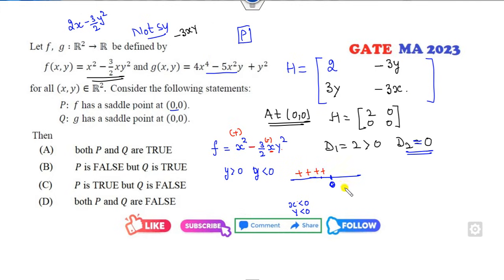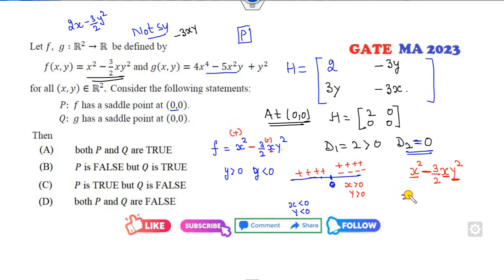Now, whenever x is positive, y is positive. So this number is always positive, this number is positive, this number is positive. So can you say the whole number is positive? No, because you can see it is x square minus 3 over 2 xy square. This is always positive, this is always positive, but because of this negative, sometimes it is positive, sometimes it is negative.